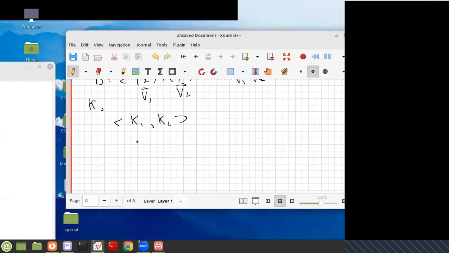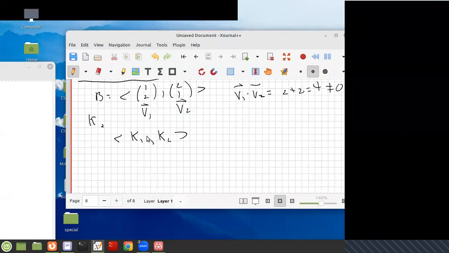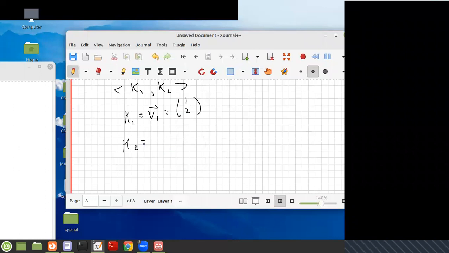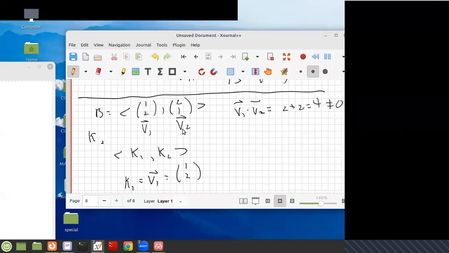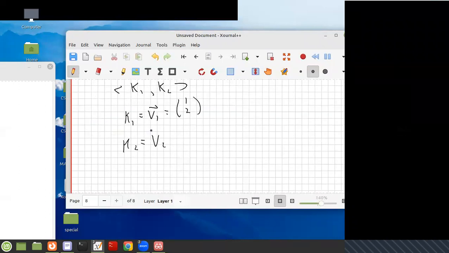Okay, so the idea here is this. The procedure is this. We choose one of the vectors here to be kappa 1. Let's just choose V1. So we can choose kappa 1 to be V1, which equals 1, 2. Then we choose kappa 2 to be V2 minus that projection. So this is V2 minus V2 dot V1 over V1 dot V1 times V1. This is the orthogonal projection of V2 on V1, and we're subtracting it off from V2. So this is the perpendicular. Therefore, this vector and this vector are supposed to be perpendicular. Now, it shouldn't matter what the vectors are. These should be perpendicular no matter what V1 and V2 are. Let's see if that's true.